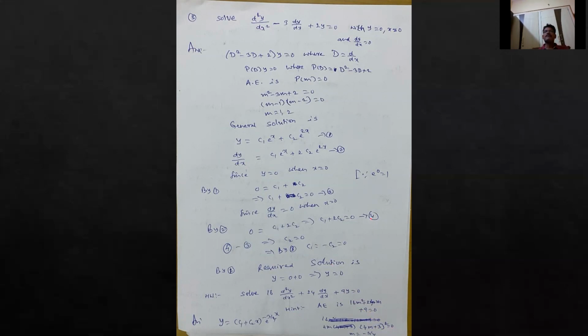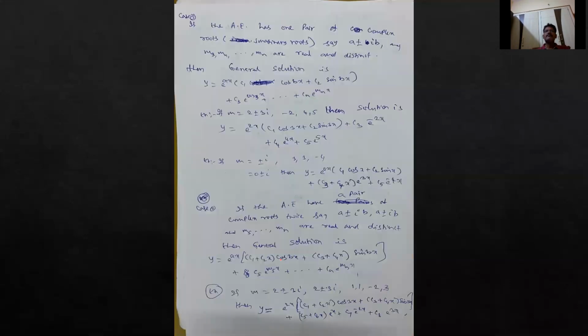Let's see the next problem. Another case, case 3. Suppose when we are solving the auxiliary equation, we get complex roots also. Suppose the auxiliary equation has one pair of complex roots, say a plus or minus ib, where i square equals minus 1, and m3, m4 are real and distinct.